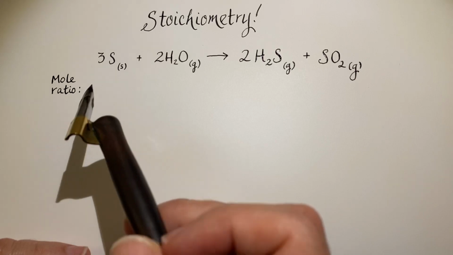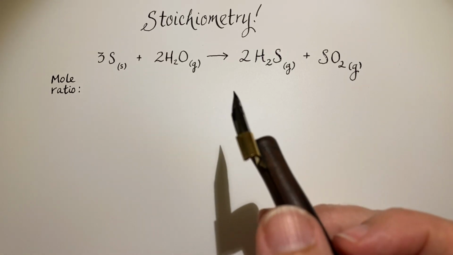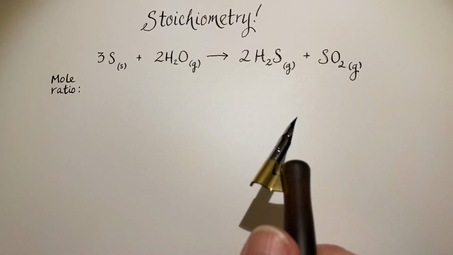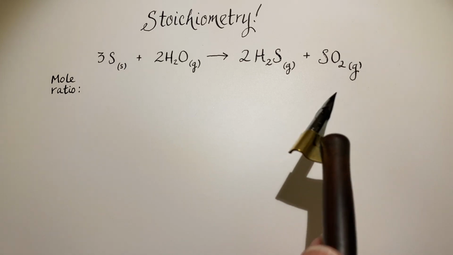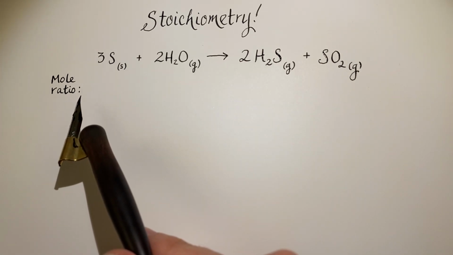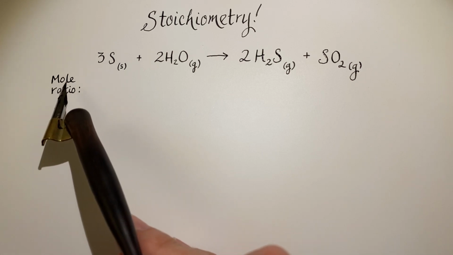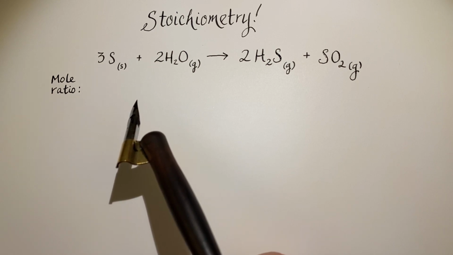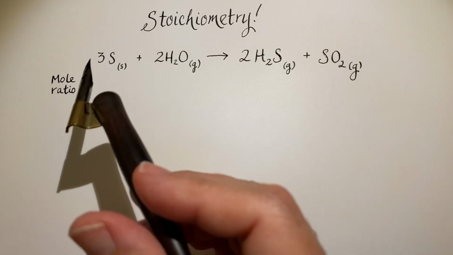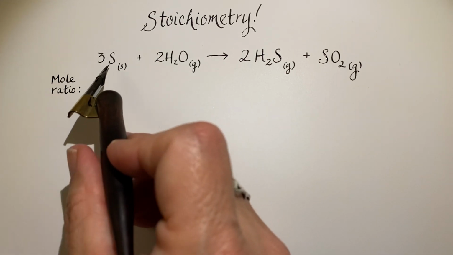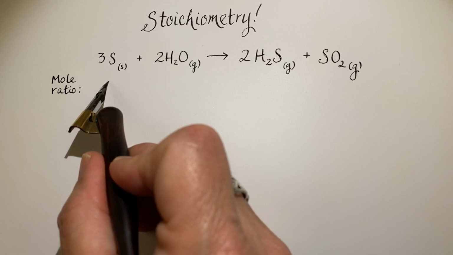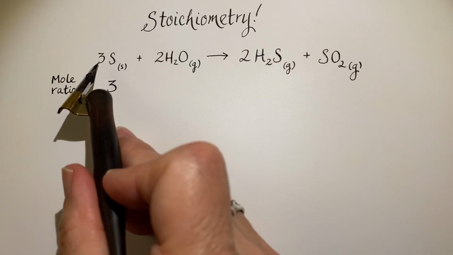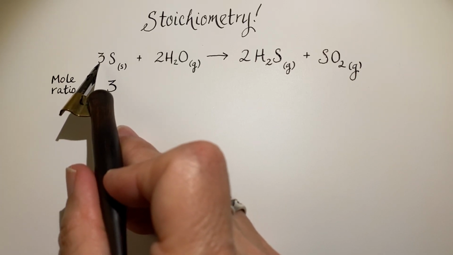And the reason for this is we live in a macroscopic world. We need to be able to see things. We need to be able to measure things. And the only way we can do that is if we have a large number of them. And since a mole is 6.022 times 10 to the 23rd of something, that means that we're going to be working with moles a lot more than individual atoms.